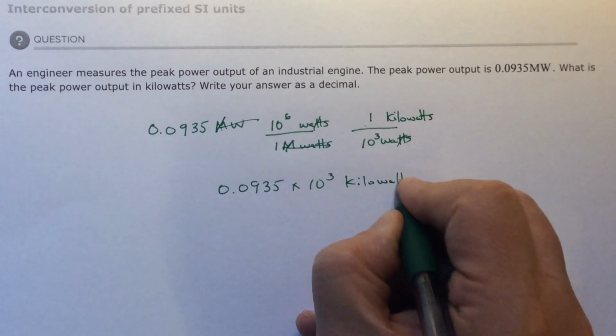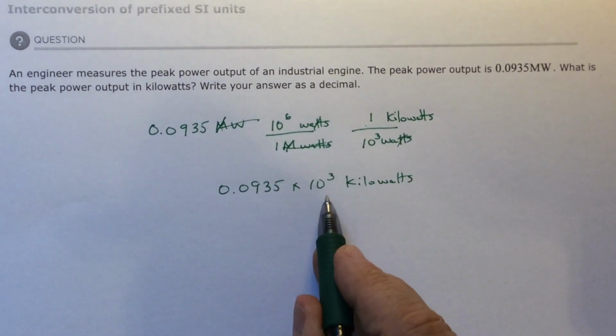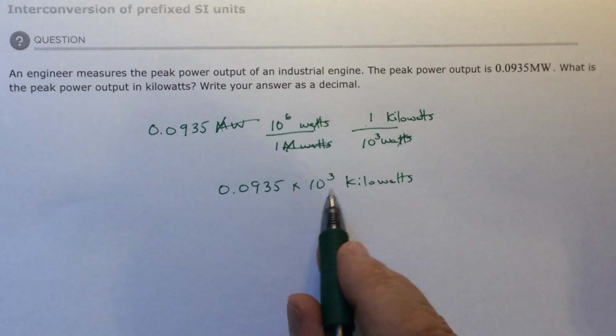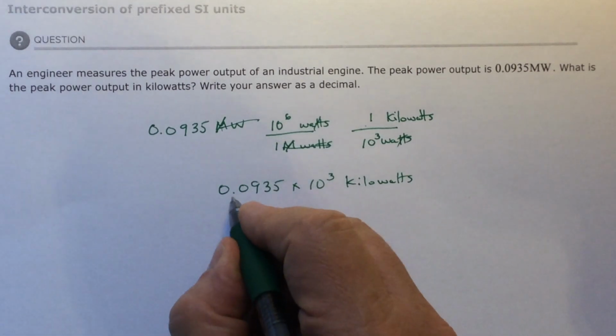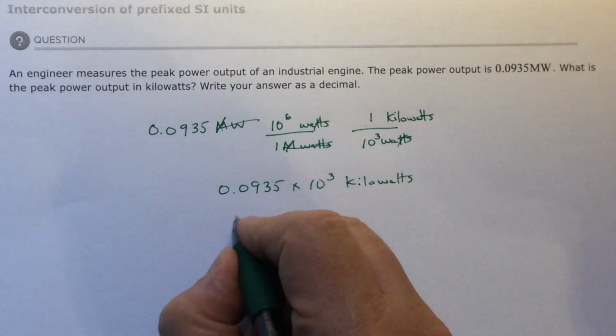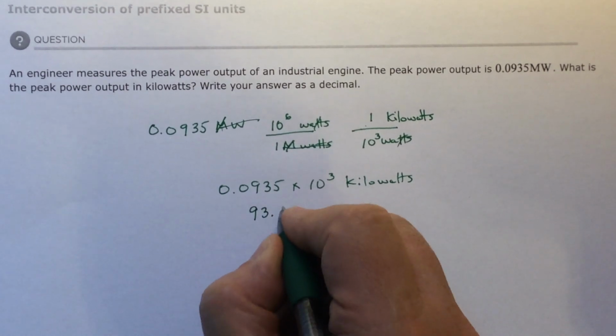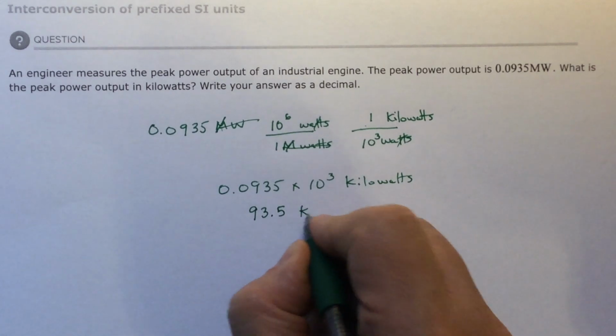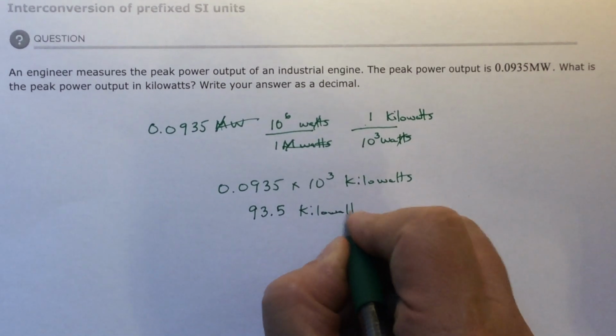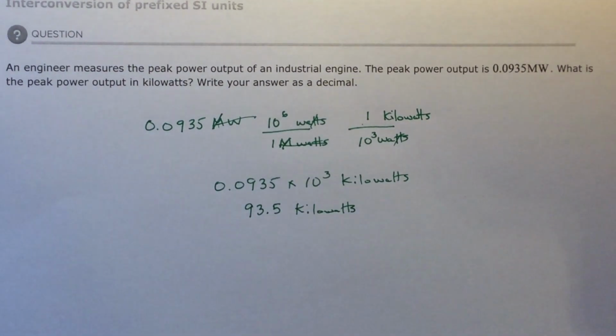Kilowatts. Okay, now when I multiply by 10 to the 3, that's 3 decimal places. I'm going to move the decimal place to the right 3 times. So I'm going to have 1, 2, 3, so it's going to be 93.5 kilowatts. So I hope that helps.